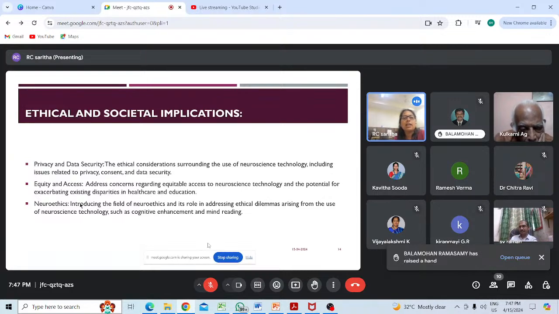Equality and access. It addresses the concerns regarding equitable access to neuroscience technology and the potential for exacerbating existing disparities in healthcare and education. So that's why we call it neuroethics. Neuroethics itself is a field whose role is addressing ethical dilemmas arising from the use of neuroscience technology, such as cognitive enhancement and mind reading. Very big research is going on in neuroethics.